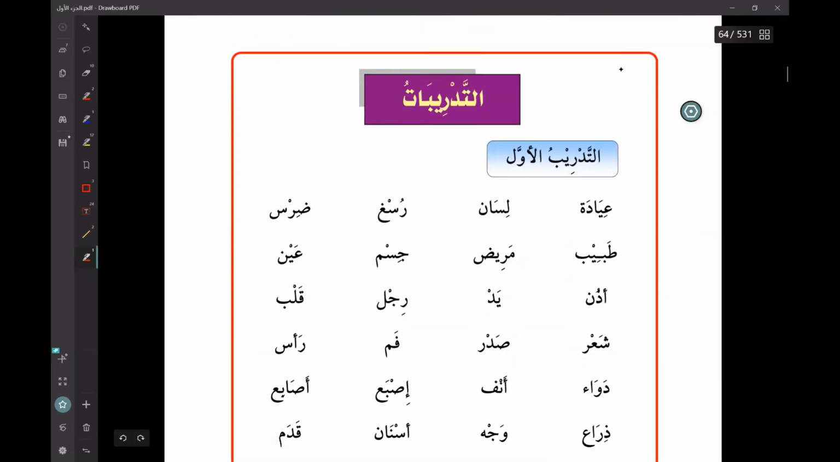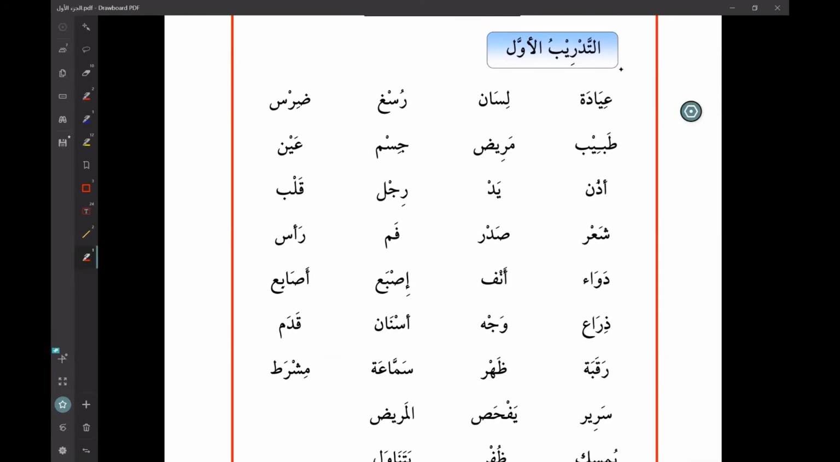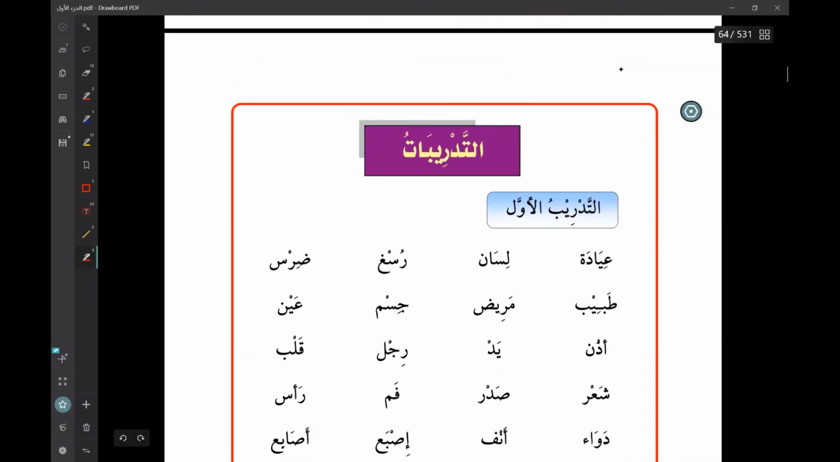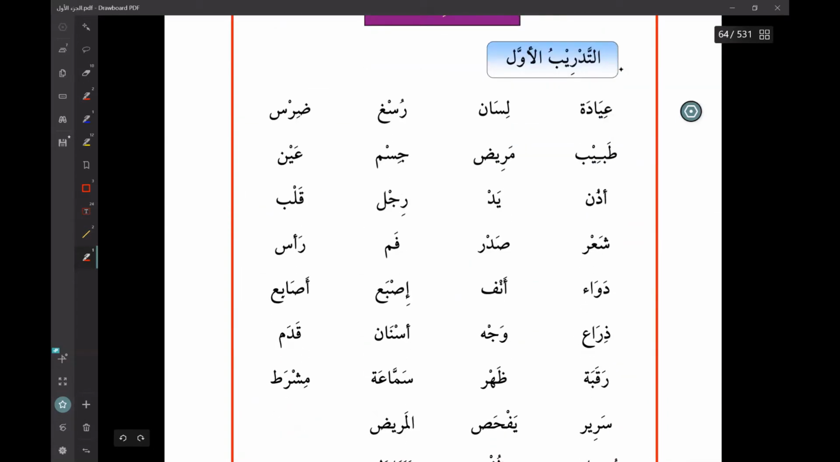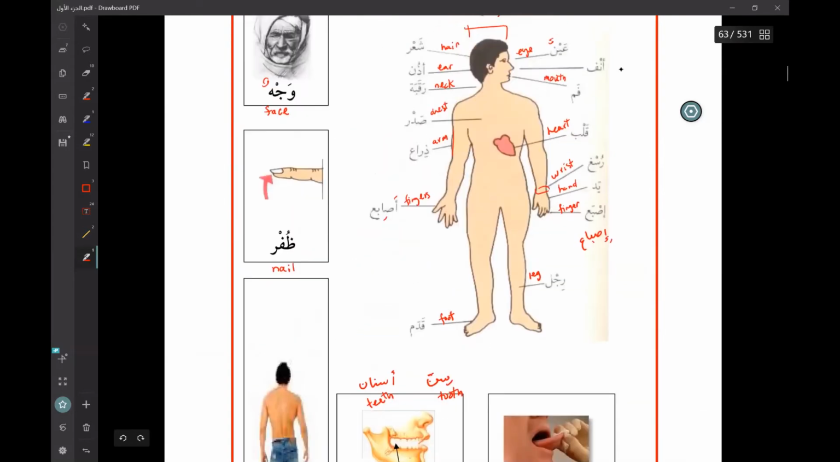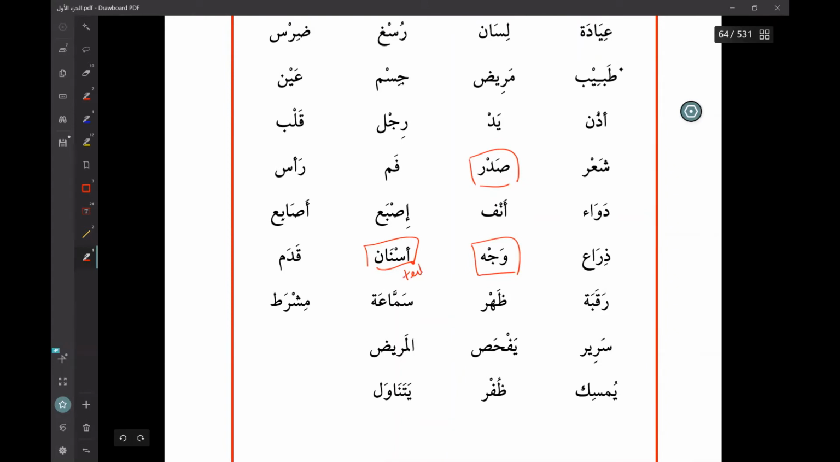Now we have at-tadribat, the exercises. At-tadrib al-awwal, the first exercise, as always, gives you the list of the words that we have memorized. So as always, you have to memorize all of these words and then come back and make sure that when you look at them, you can pick any word randomly and know it. Sadr, what is sadr? Chest. Wajhun, what is wajhun? Face. Interesting, they put asnan here in the vocabulary list, but I don't think they put that one in the lesson. So that's fine. Asnan. So what is it? Teeth, right?